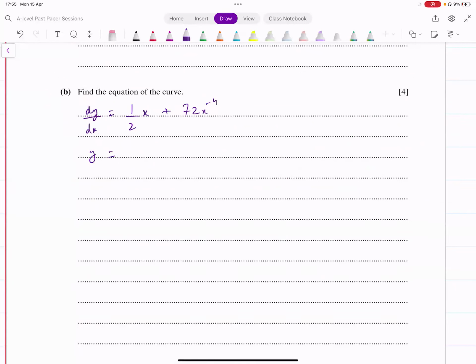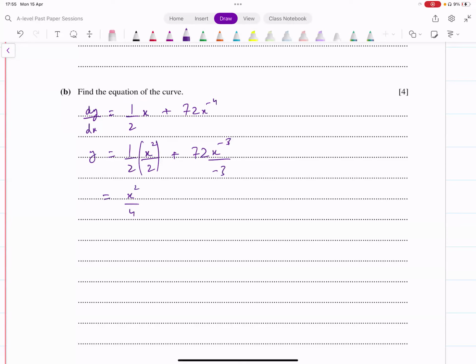Now, how do you integrate? Half x. 1 over 2 remains as it is. The constant that's multiplying does not change. What about x? What's the integration of x? Add 1 to the power, divide by that new power. Integration of x is x squared over 2. Plus 72 remains as it is. Add 1 to the power, minus 4 plus 1, that's minus 3. Divide by that new power, you divide by minus 3. And you see what that gives you now.